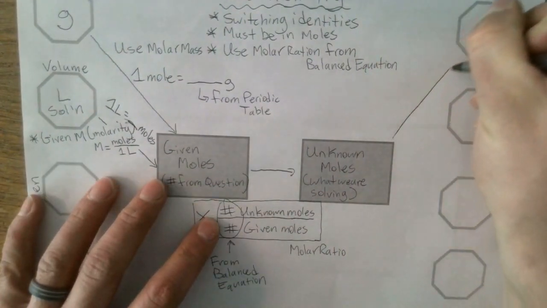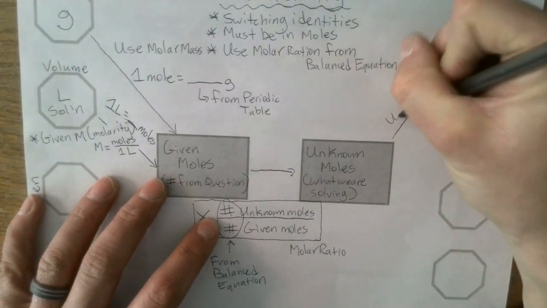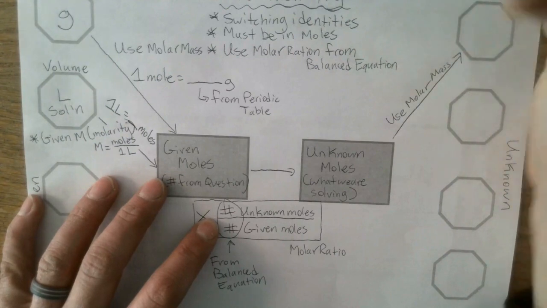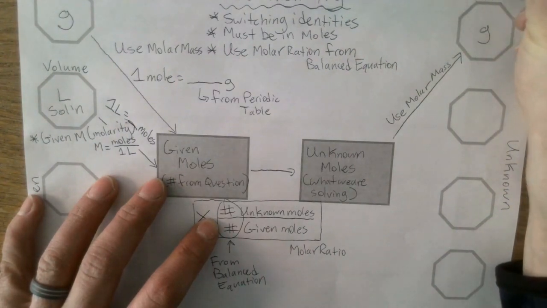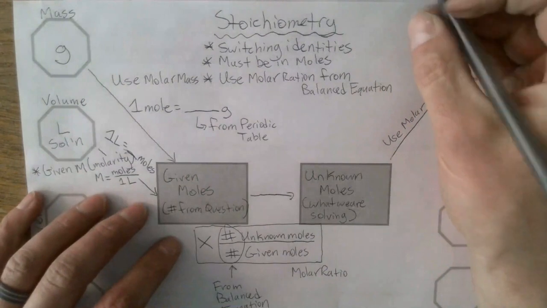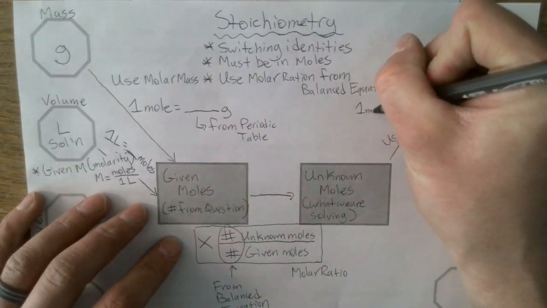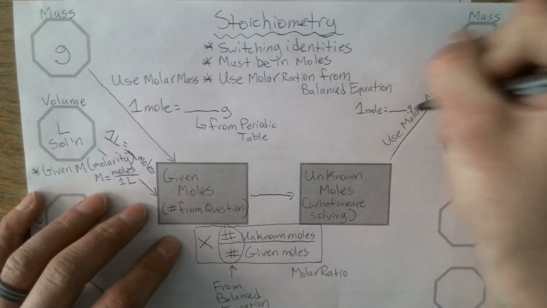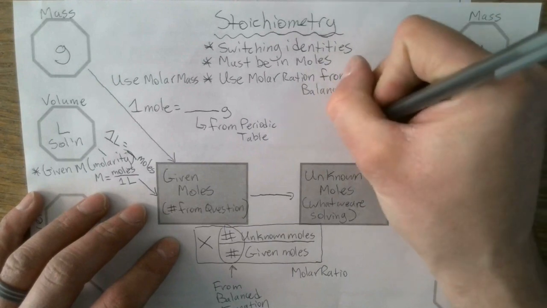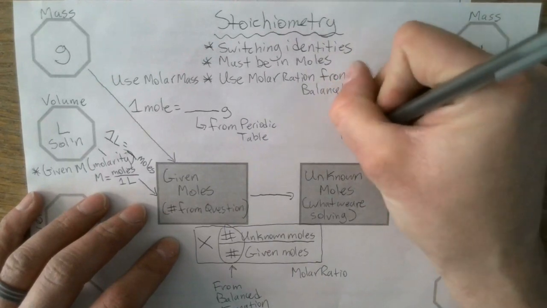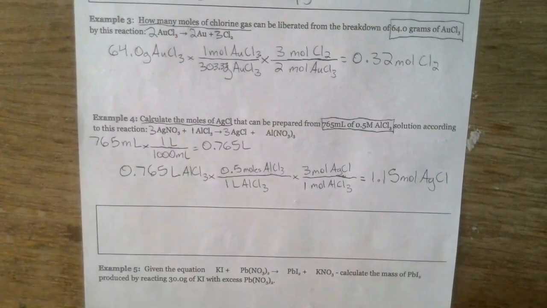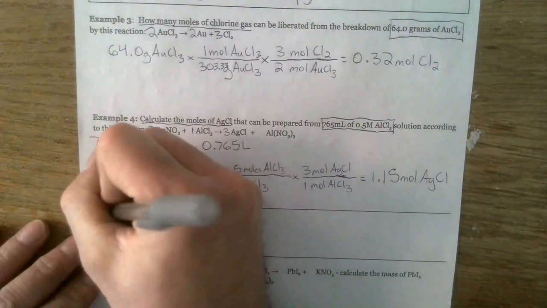So here, we're going to use our molar mass again to get to our final unit of grams, or the mass of our unknown value here. So again, that's going to be 1 mole equals whatever the amount in grams are. And again, that's going to be from the periodic table. Okay. So let's go ahead and just add a little bit more to this.